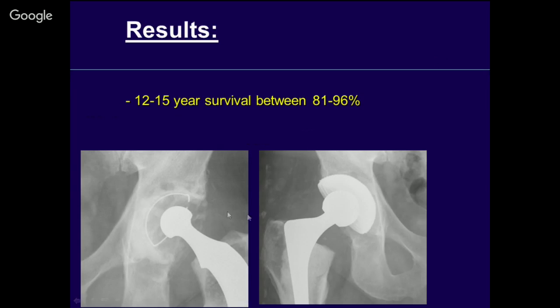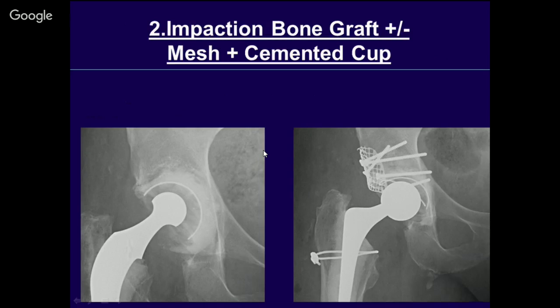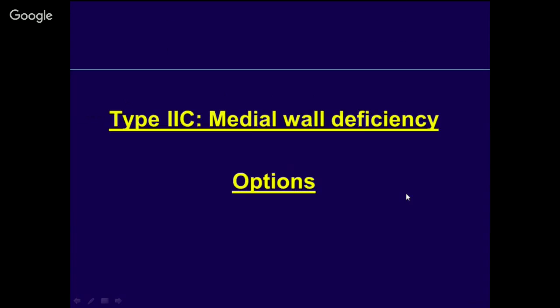This is a case of a type 2 defect, and we have to reconstruct with a jumbo cup. The result is a 12 to 15 year survival of 80 to 96%. Second, we have to impact bone graft, use a mesh, and use a cemented cup. This is a type 2A defect. We impact the bone graft, then put the mesh over here. The mesh is fixed with multiple screws, and then we have a cemented cup.